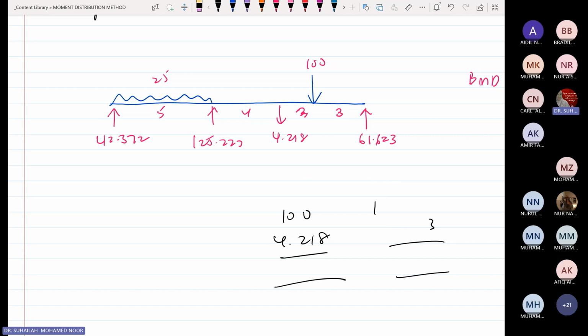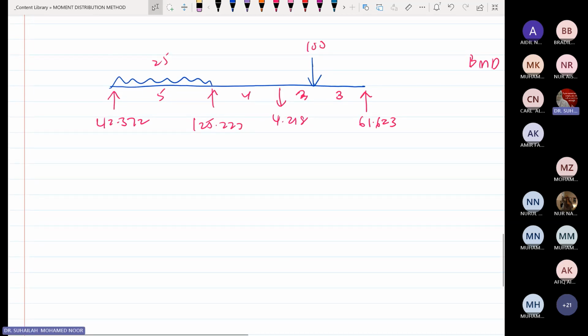Ini yang kita dah gabung. Tadi yang buat separate. Okay, yang ni dah gabung. Yang gabung ni pun boleh draw diagram juga. Okay, draw diagram versi gabung. Macam mana? Okay, saya buat dia punya boundary.